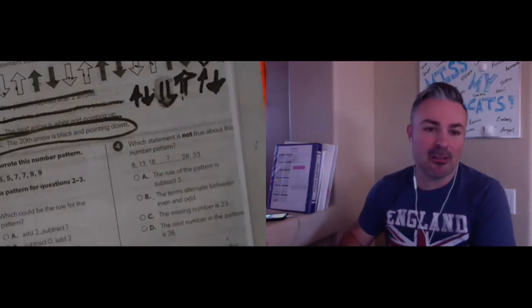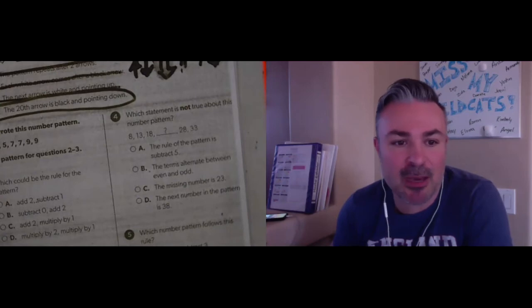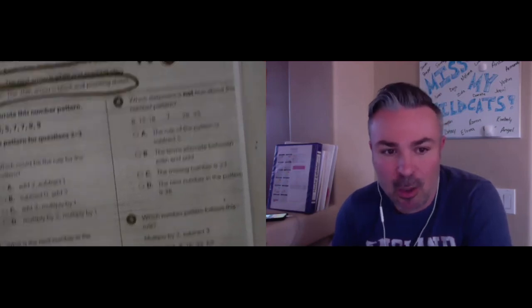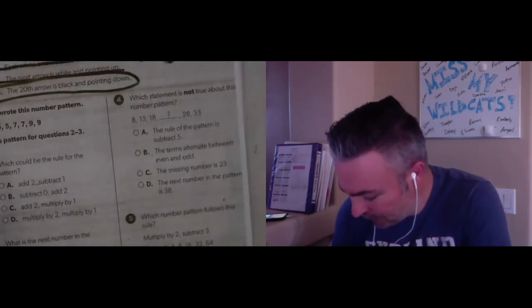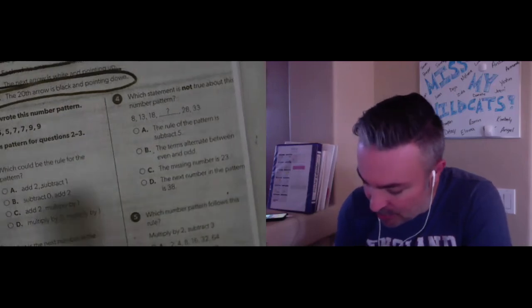We'll do number 2 as well together. Wendy wrote this number pattern: 3, 5, 5, 7, 7, 9, 9. Use this pattern for questions 2 and 3. What could be a rule for the pattern? Add 2, subtract 1.